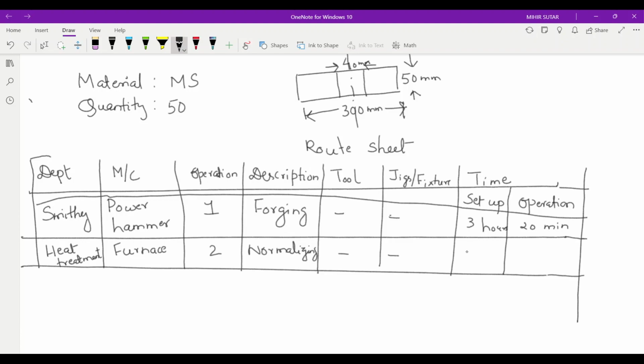What is the setup time? Let's say to set up the oven we use 4 hours. And what is the heat treatment time? Let's say it is 3 hours. Okay, now we want to cut the slot, so we will go to the machine shop.